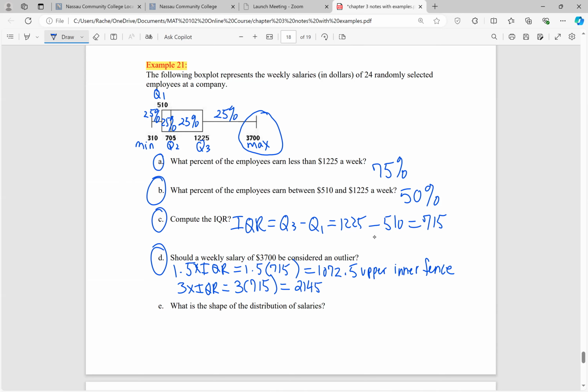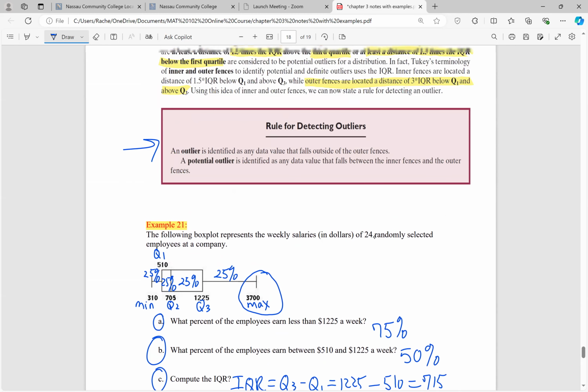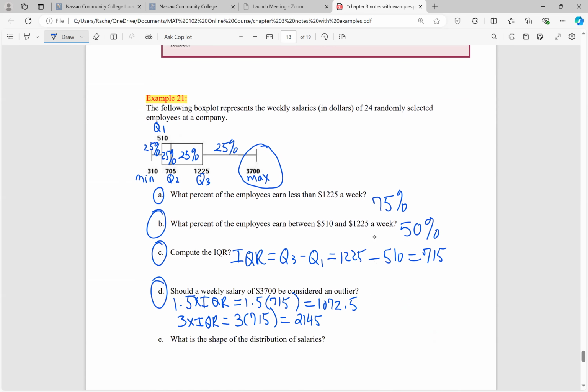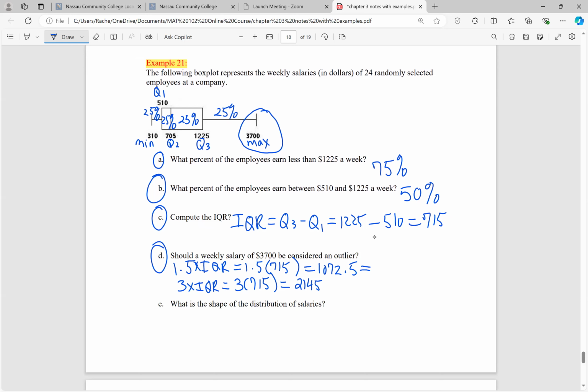And I apologize for that previous step. So this is not the upper inner fence. We have to add this to Q3. So we're going to take 1.5 times the interquartile range, and we're going to add it to the third quartile. So now let's take the third quartile, which is 1225, and we're going to add that to 1072.5. And we're going to get 2297.5.